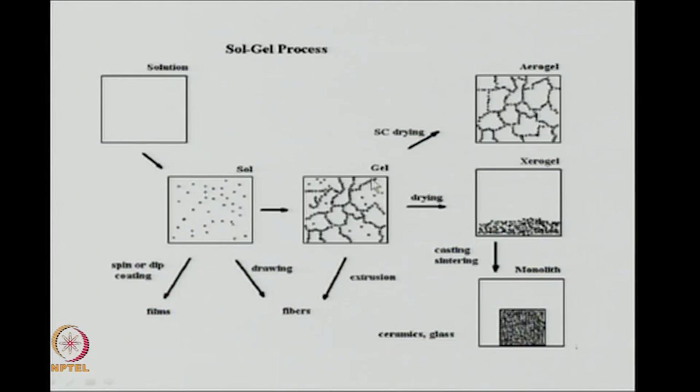So, various end products are possible depending on the application. You have to treat the gel in an appropriate manner to yield either the aerogel, the xerogel, the monolithic structure, or fibers or films.